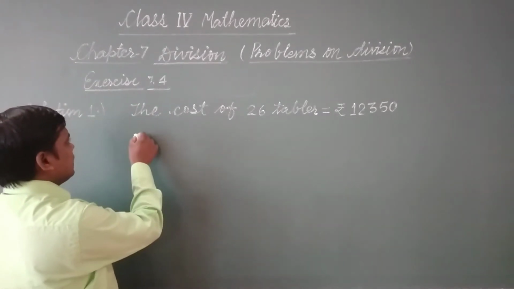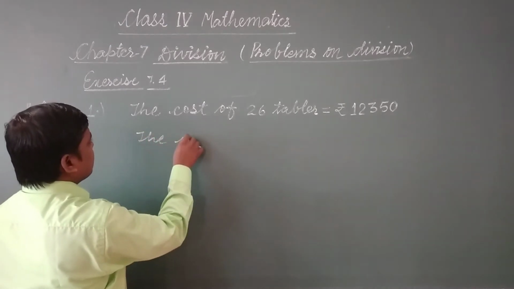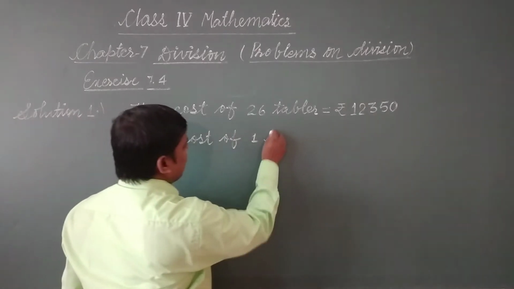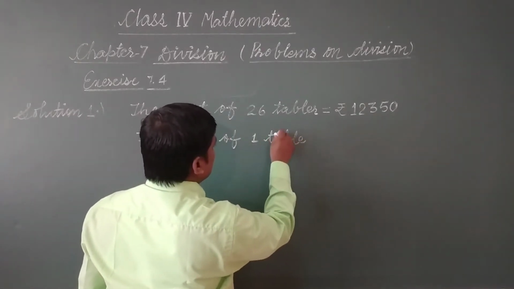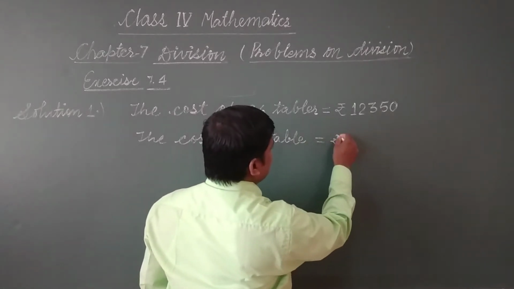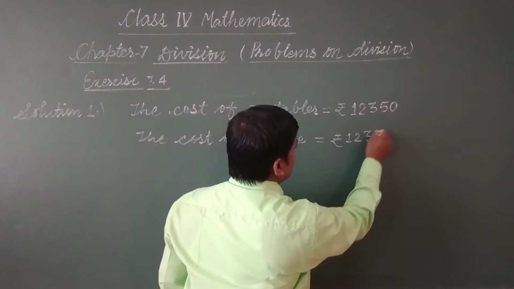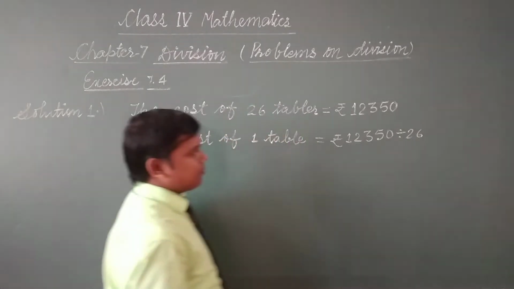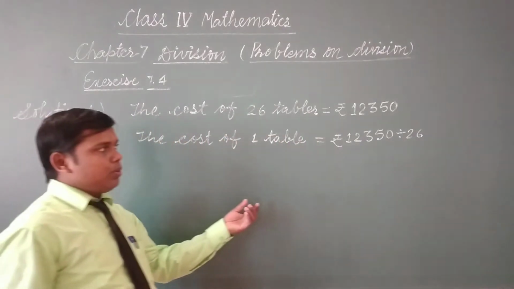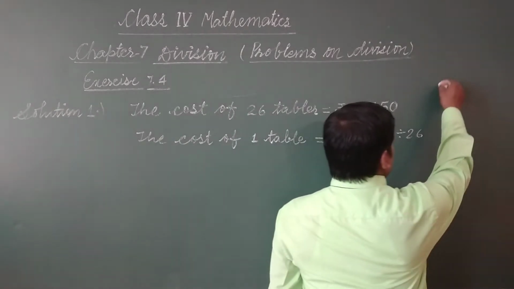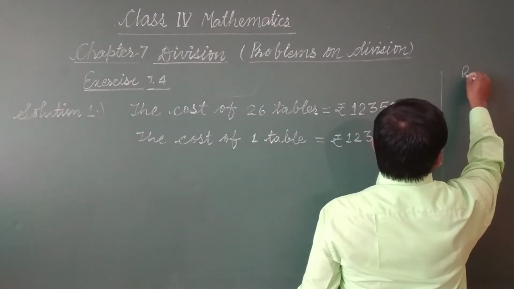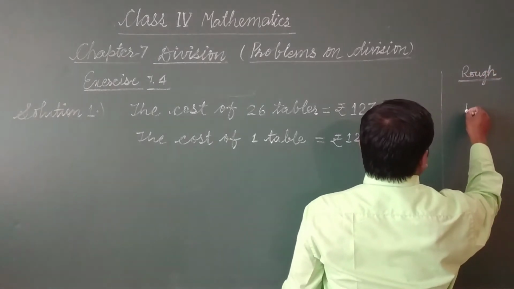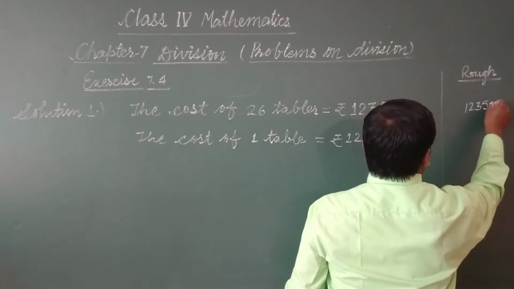So we write the cost of one table is equal to rupees 12,350 divided by 26. Now you will do this division in rough, as I am writing here rough. And I am dividing 12,350 by 26.